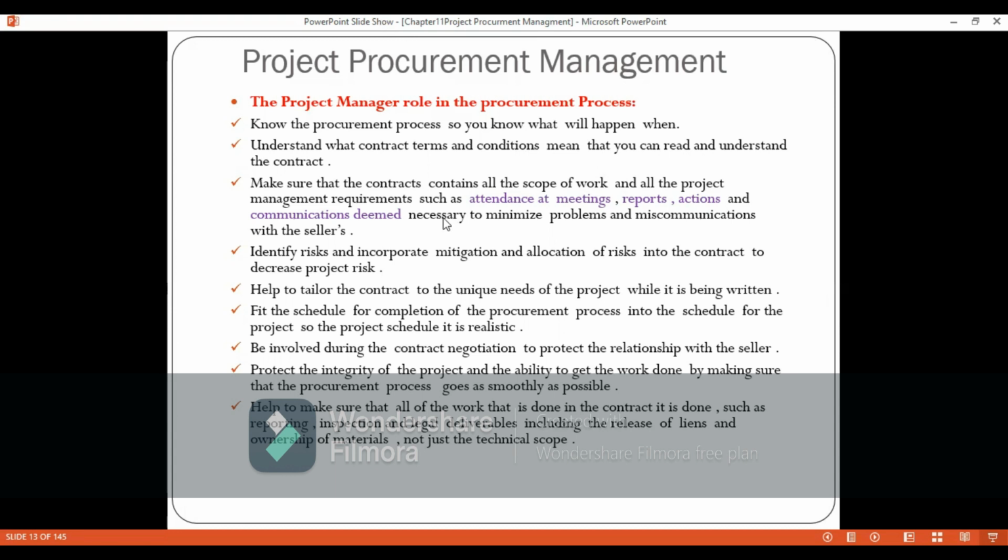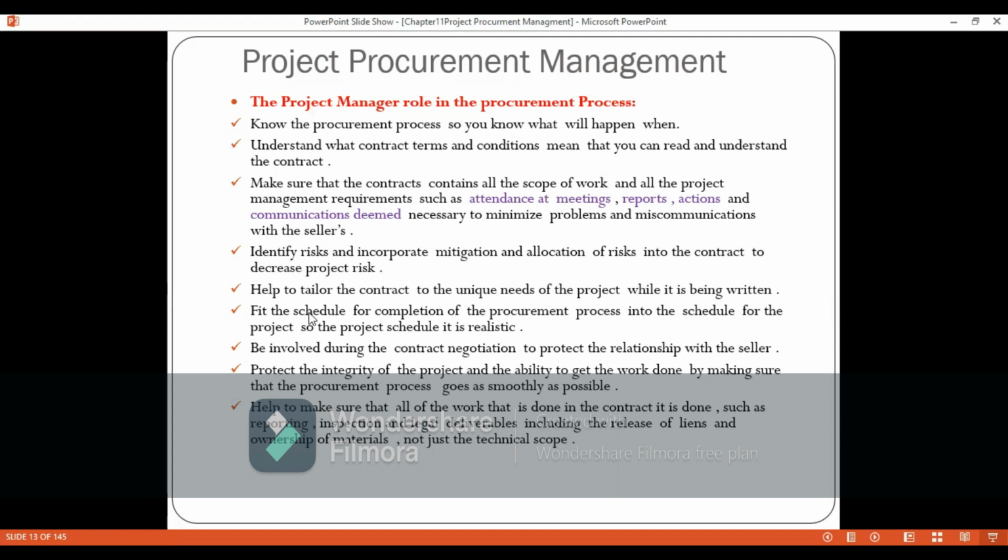He should be able to include into the procurement process and into the contract the timing to attend the meetings, the reports, the actions, and the communication that's going to be used, and that goes into the communication plan. So he should be able to identify risks and set them into the risk register and the watch list, in order to know what the risks are and how to respond to those risks.